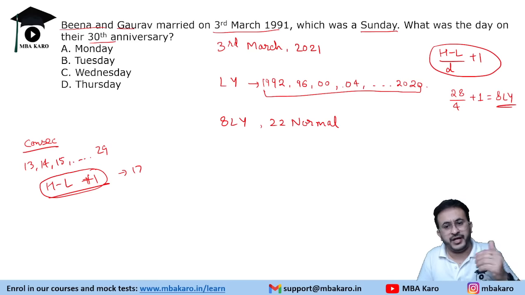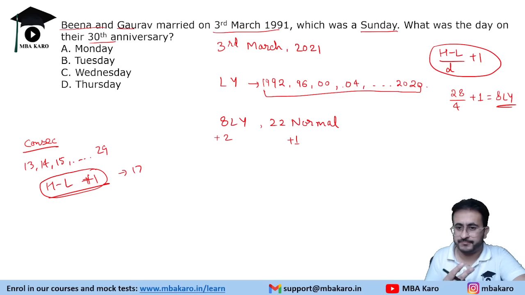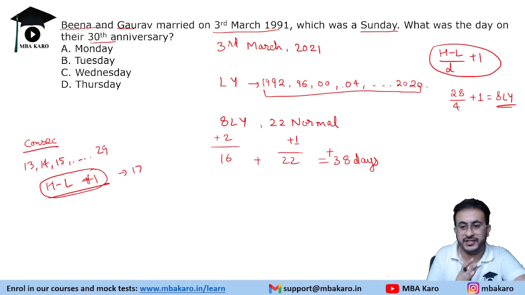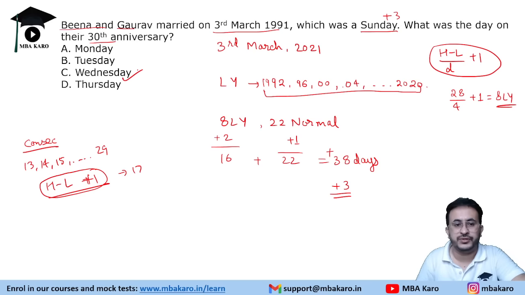Right? Now, what happens in a normal year? We increase by 1, and in a leap year, we increase the date by 2. Right? So, total increase will be this is 16 plus 22. The total increase is of 38 days. Increase of 38 days means what is 38? Again, divide by 7. That means we need to increase by 3 days. Okay. So if it was a Sunday, add 3 to it, you will get Wednesday. So the 30th anniversary fell on a Wednesday.